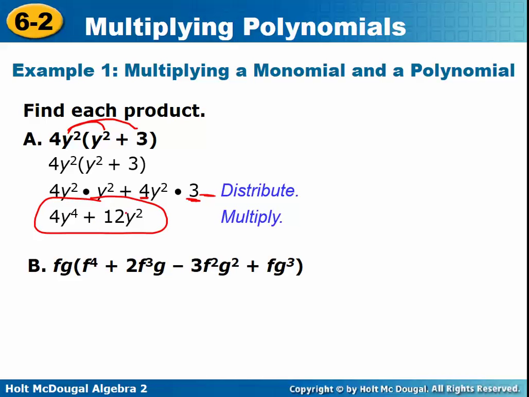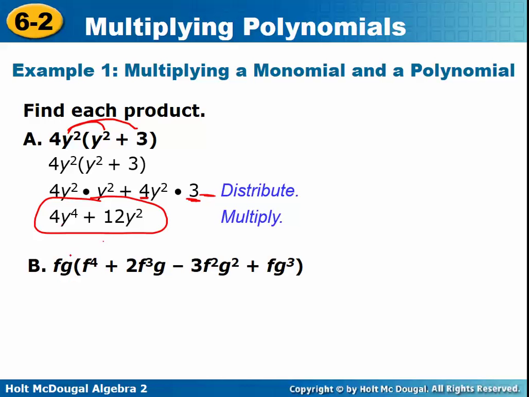You cannot combine these because you have y to the 4th and y squared, and you just leave it as it is. So you're not going to be getting nice, neat little number answers for these problems. You'll just be getting a somewhat simpler expression.